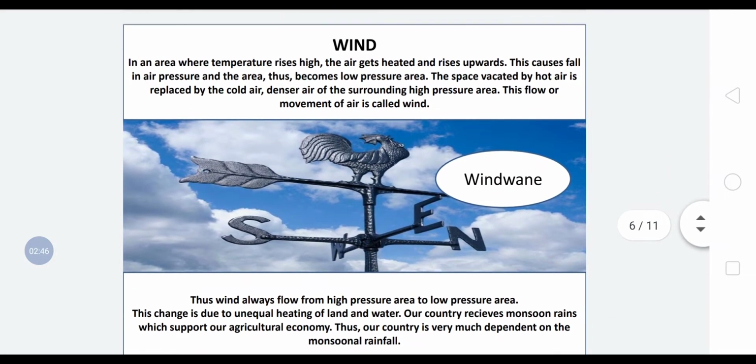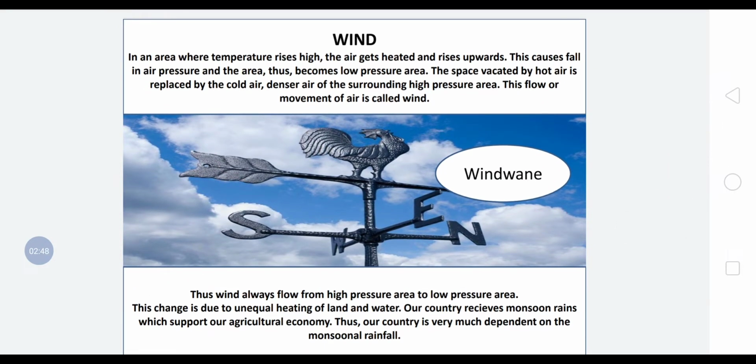Now comes the wind. In an area where temperature rises high and the air gets heated and rises upwards, this causes a fall in air pressure, and the area thus becomes a low pressure area. The space vacated by hot air is replaced by the cold and denser air of the surrounding high pressure area. This flow or movement of air is called wind. I hope this much is clear to you all.